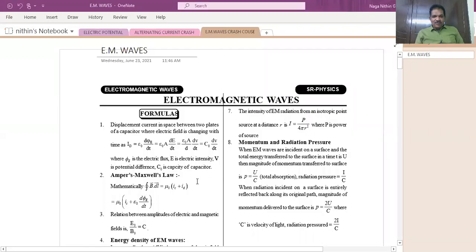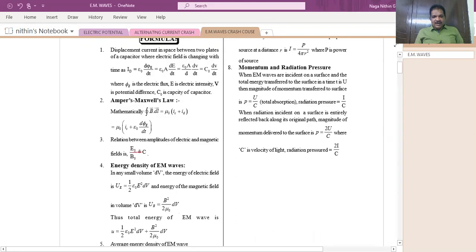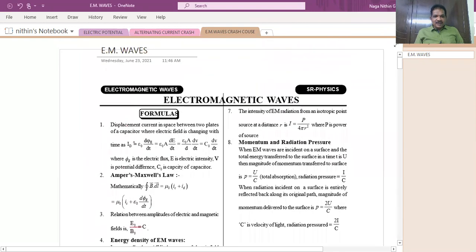See, what are the formulas in this chapter? Displacement current in the space between the two plates. In between the plates of the capacitor, conventional current won't flow, but current is passing through the circuit, which means some other type of current is flowing between the plates of the capacitor. That current is called the displacement current.